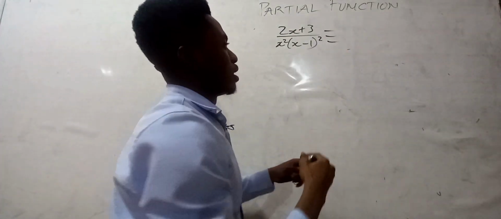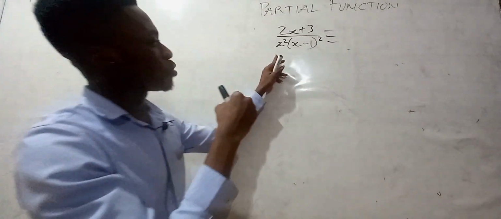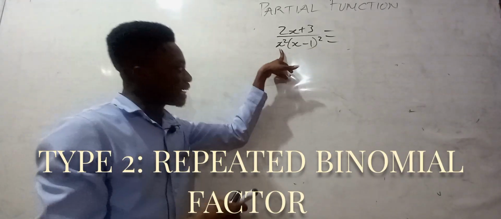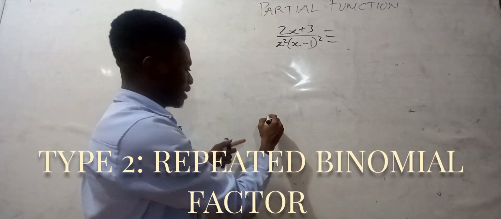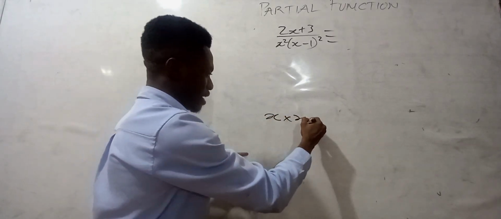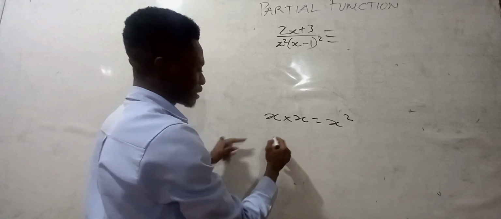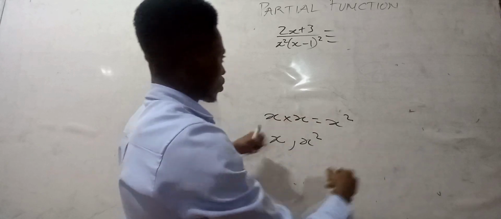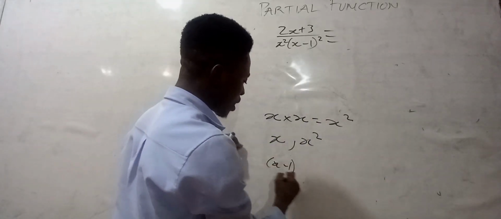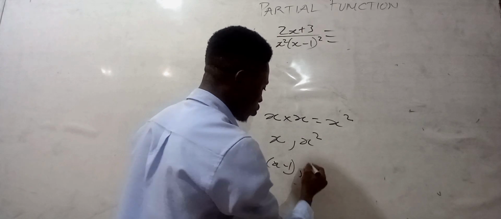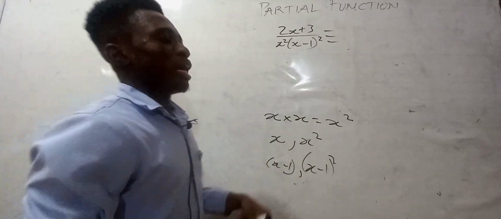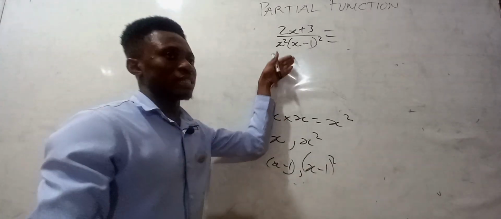Okay, so this is the type 2. With this one, it has a repeated denominator. So you can see X, you know that X starts, it is X times X. That will give you X squared. So the first denominator is X, and the second one is X squared. Then it goes on and on. And this one too, it starts from X minus 1. That's the first binomial. Then it goes to X minus 1 squared. So with this, it follows the same procedure as the first one.